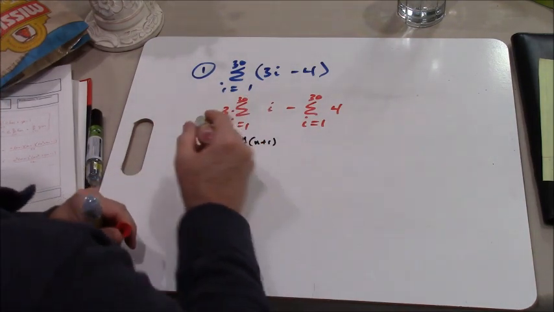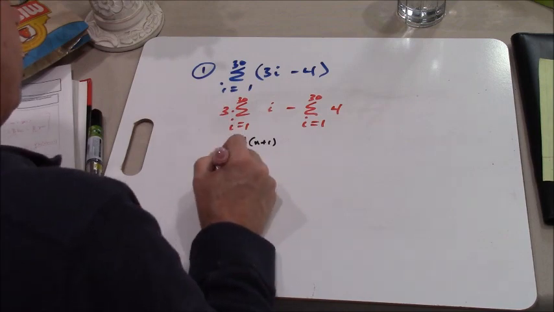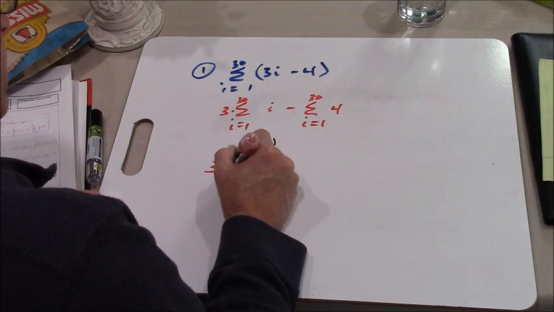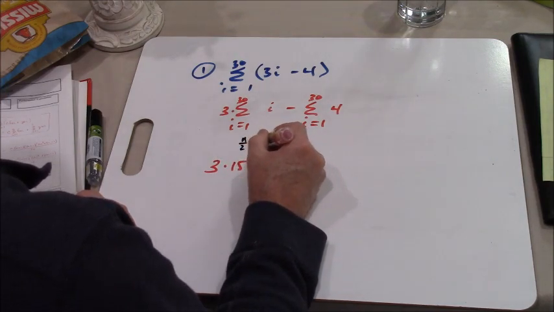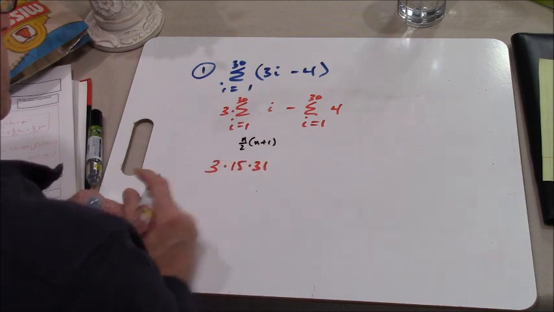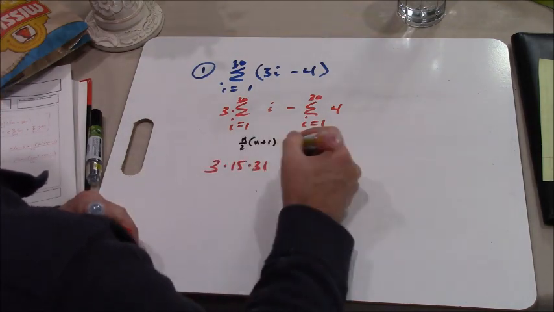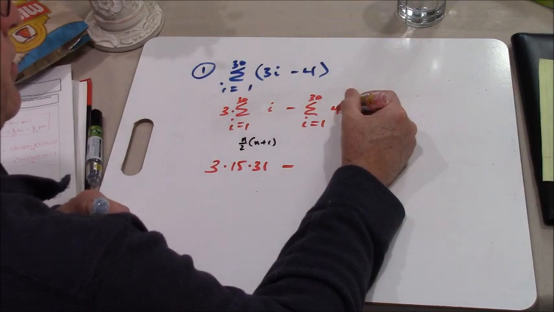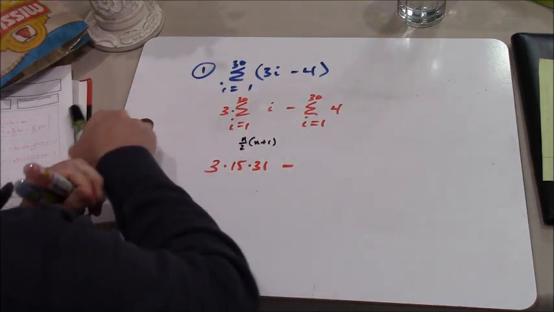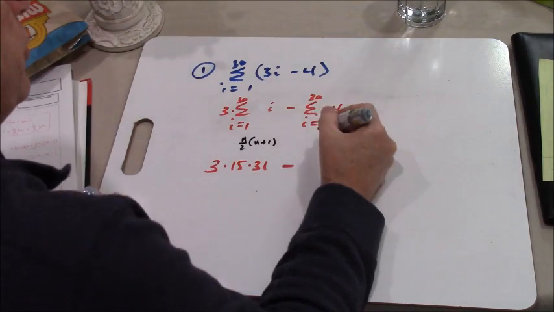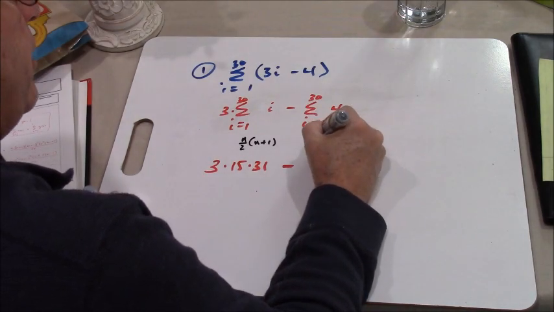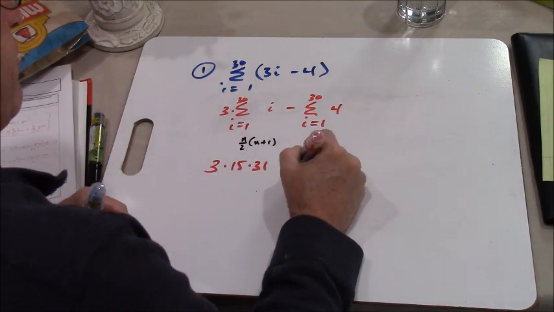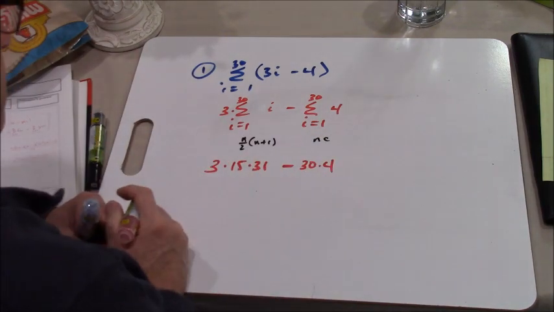So what I have is the 3 that's on the outside times 30 over 2, that's 15, times 30 plus 1, and then minus, here I have a constant, and so our formula was whenever there's a constant, we're just going to do the n value times c. And so what I get is 30 times 4.